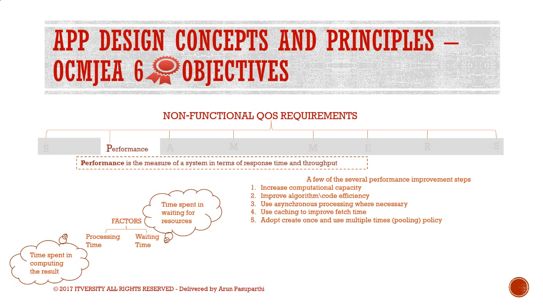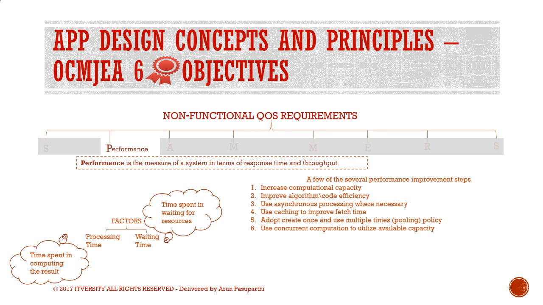Third one is adopting a create once and use multiple times strategy. Now, this is, for example, if you have a screen or if you have a computed result which changes only once a day, you can probably use that computed result and cache it somewhere so that you don't have to compute it again and again.